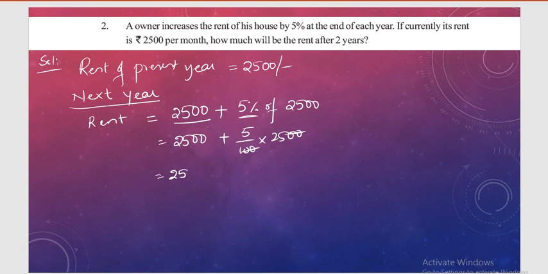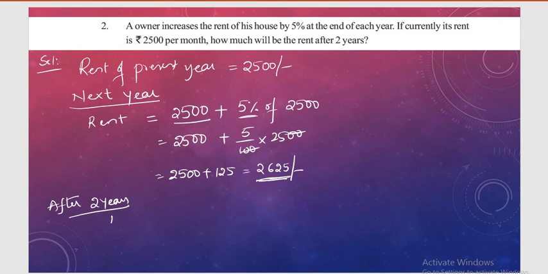So what am I going to get? 2500 plus 125 is 2625 rupees. So this is nothing but the rent for next year. Next year means the first year. Next, we will be going for after 2 years. So after 2 years, this 2625 is the current month rent.